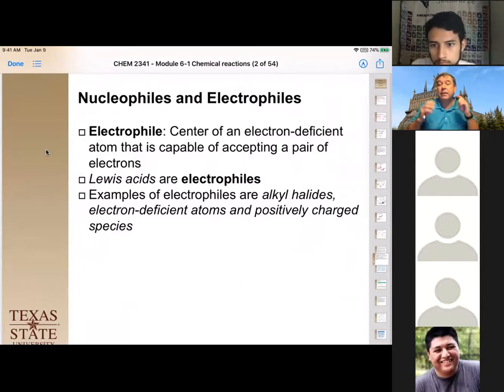And we can think of the proton or the hydrogen that gets transferred, or a carbocation for this, okay? It's anything that can accept that pair of electrons to make a new sigma bond, which means our Lewis acids tend to be electrophiles. And classical examples of electrophiles are alkyl halides, because you can lose a halogen and make that happen. Electron deficient atoms like boron or carbon with a positive charge, and then positively charged species. The most readily available to us would be something like a carbocation or a positive charge on carbon, or some kind of metal, okay, or hydrogen.